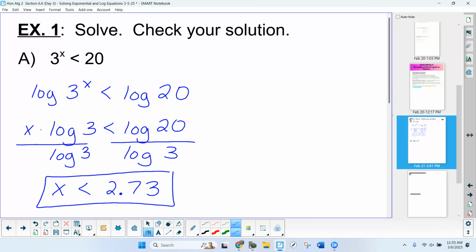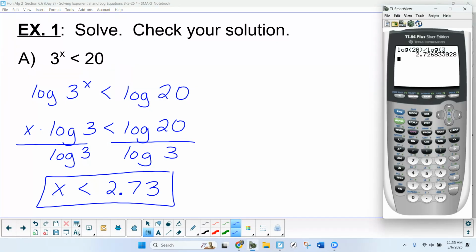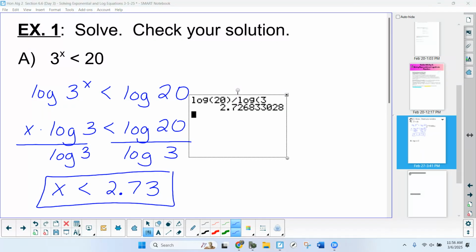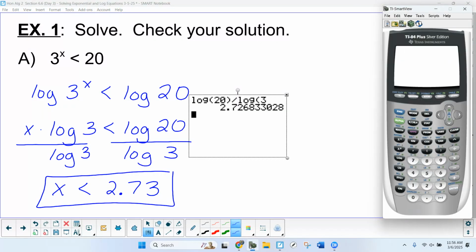And we could test it. Pick a number less than 2.73, like 2.71. Okay, come on. Why is my board frozen? One second here, guys. Okay, where'd my calculator go? All right, if I do 3 raised to the 2.71, I should get a number less than 20. Is that less than 20? Yep, I'm good. Okay, questions on number 1.